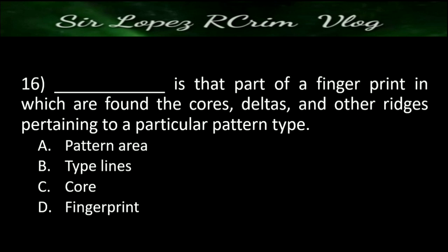16. Blank is that part of a fingerprint in which are found the cores, deltas, and other ridges pertaining to a particular pattern type. Letter A, pattern area. Letter B, type lines. Letter C, core. Or letter D, fingerprint.